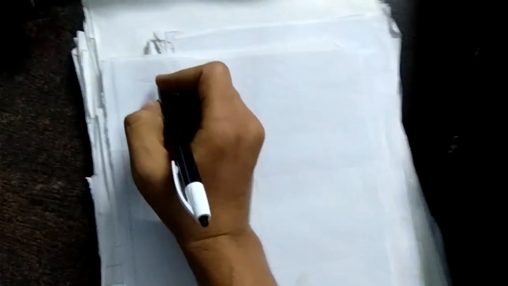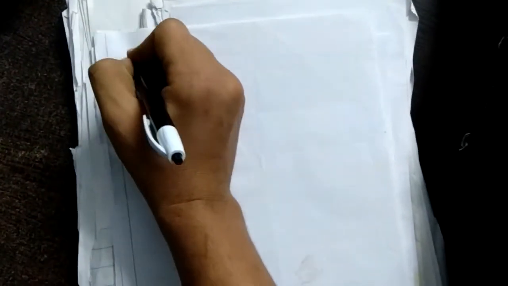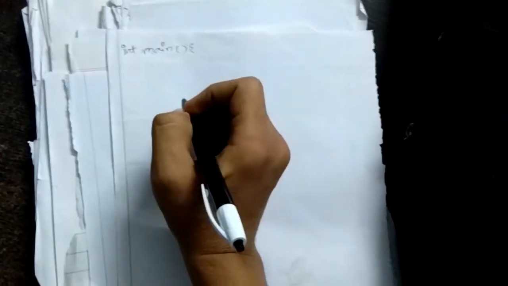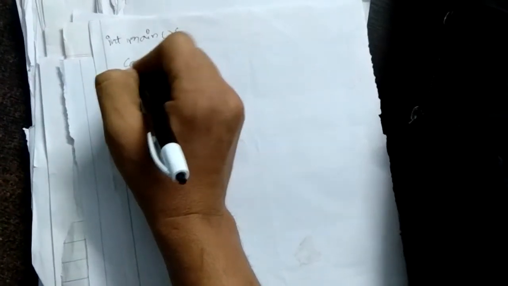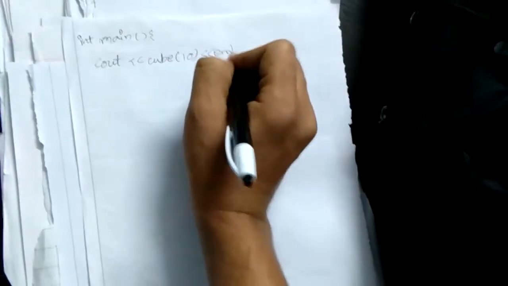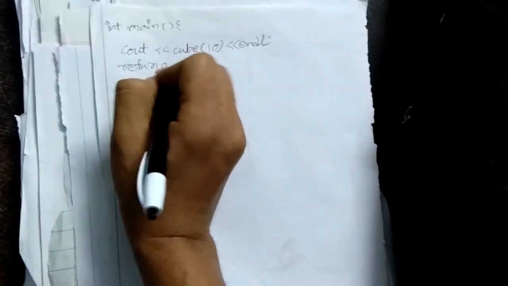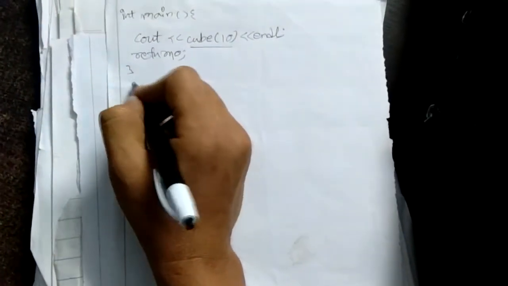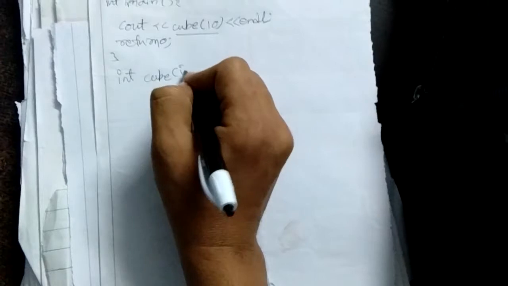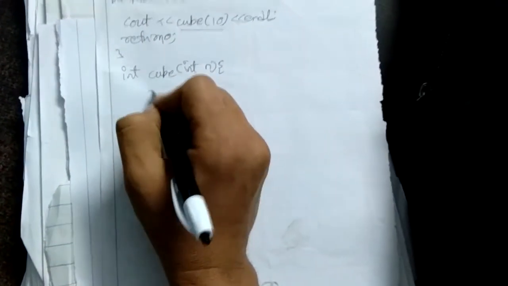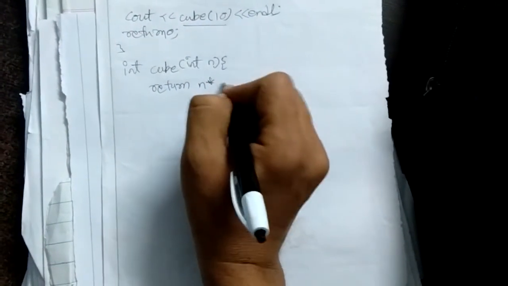Let's say I had my main function, and I want to print out the cube of a number, let's say cube of 10, and then return 0. That's it. For this cube, let's say I want to write a function. Let me pass a parameter as n, and the cube function should calculate the cube of the given number and then return it. So this might be the basic code.